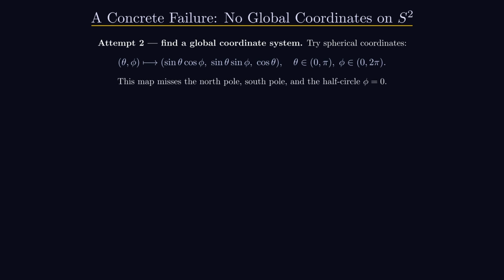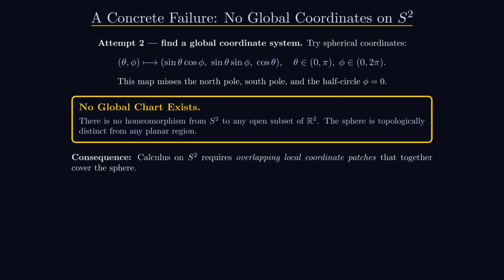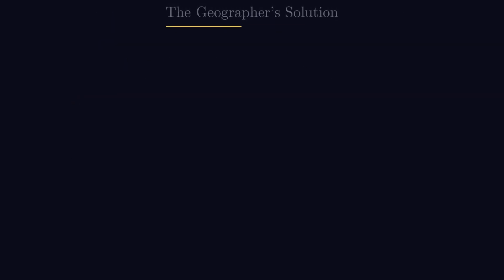In fact, no global chart exists at all. There is no homeomorphism from S^2 to any open subset of R^2. The sphere is topologically distinct from any planar region. The consequence: calculus on S^2 requires overlapping local coordinate patches that together cover the entire sphere. No single patch suffices. Geographers solved exactly this problem centuries ago.